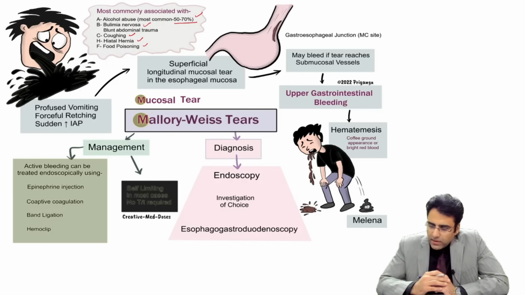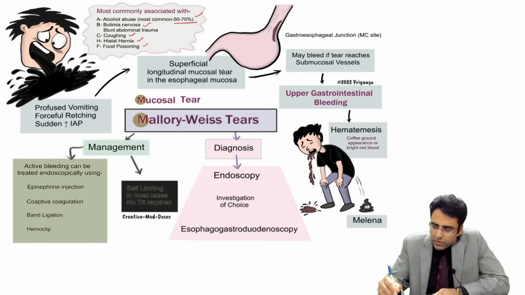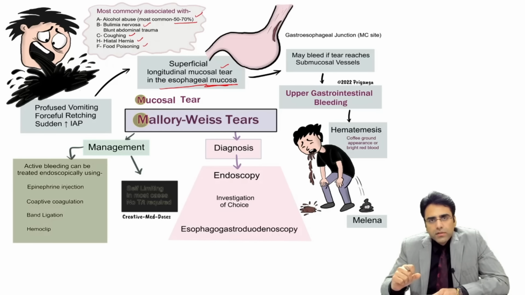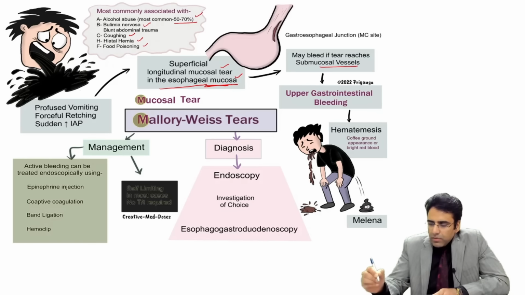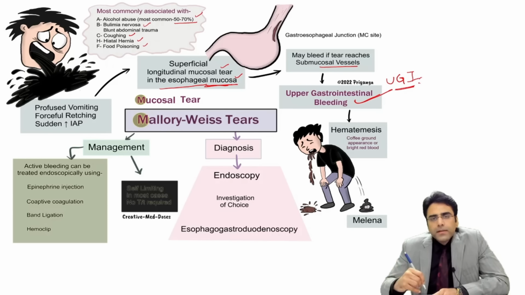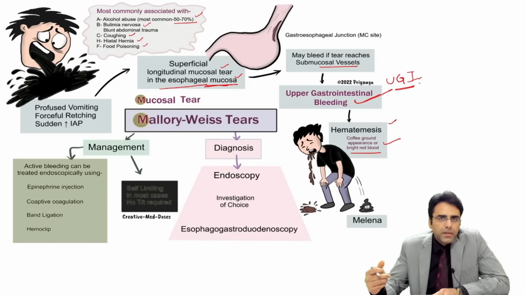Now in this case, these are basically superficial longitudinal mucosal tears in the esophageal mucosa. So this is very important. In Mallory-Weiss tear, only the mucosa is involved, whereas in Boerhaave syndrome, which is spontaneous esophageal perforation, the whole thickness of the esophagus is involved. After that, it may bleed if the tear reaches up to the submucosal vessels, and the patient will present with upper GI bleeding. The patient will have hematemesis, a coffee ground appearance or bright red color of the blood, or these patients may have melena also.